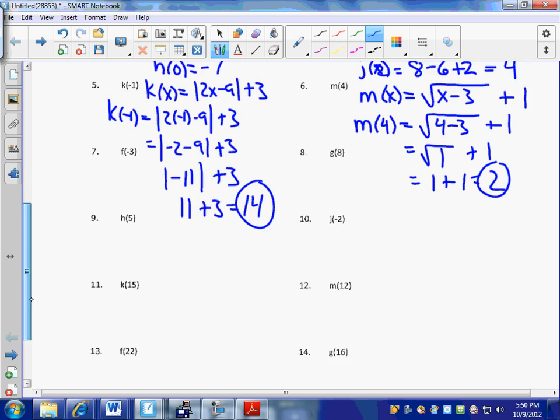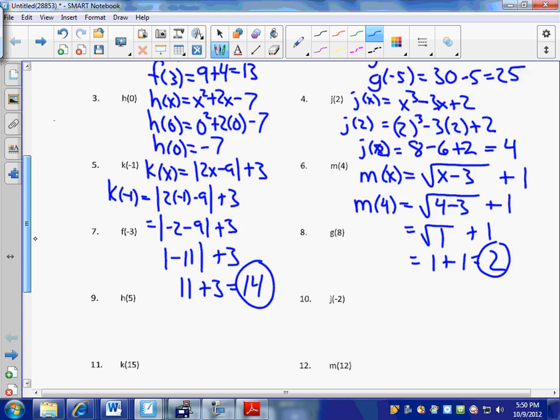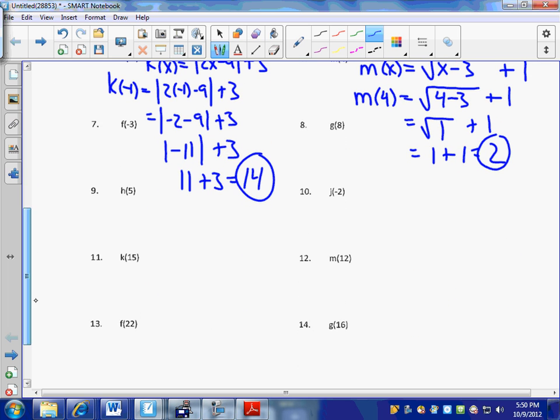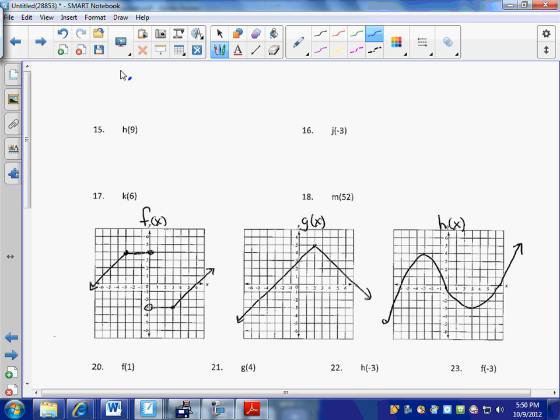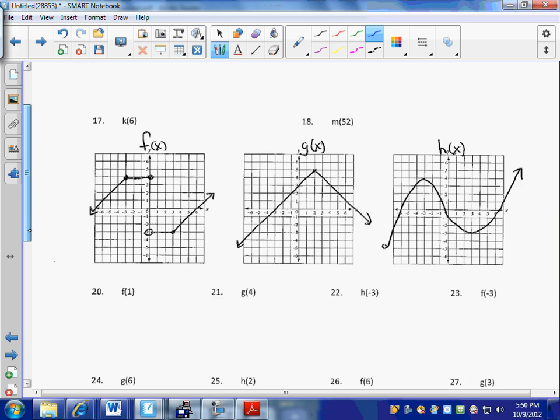So I've done a lot of these problems for you. I want you to continue to do 9 through 14 on the back side. I'd like you to do 15, 16, 17, and 18 as well. I'm going to help you with problems 20, 21, and 22.